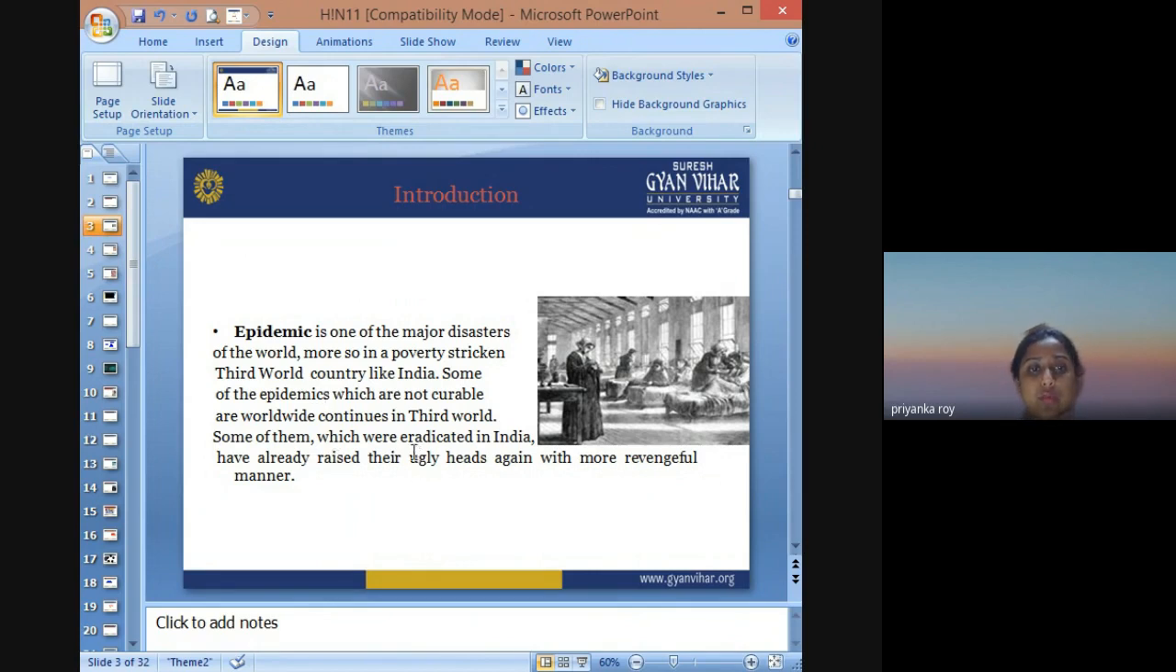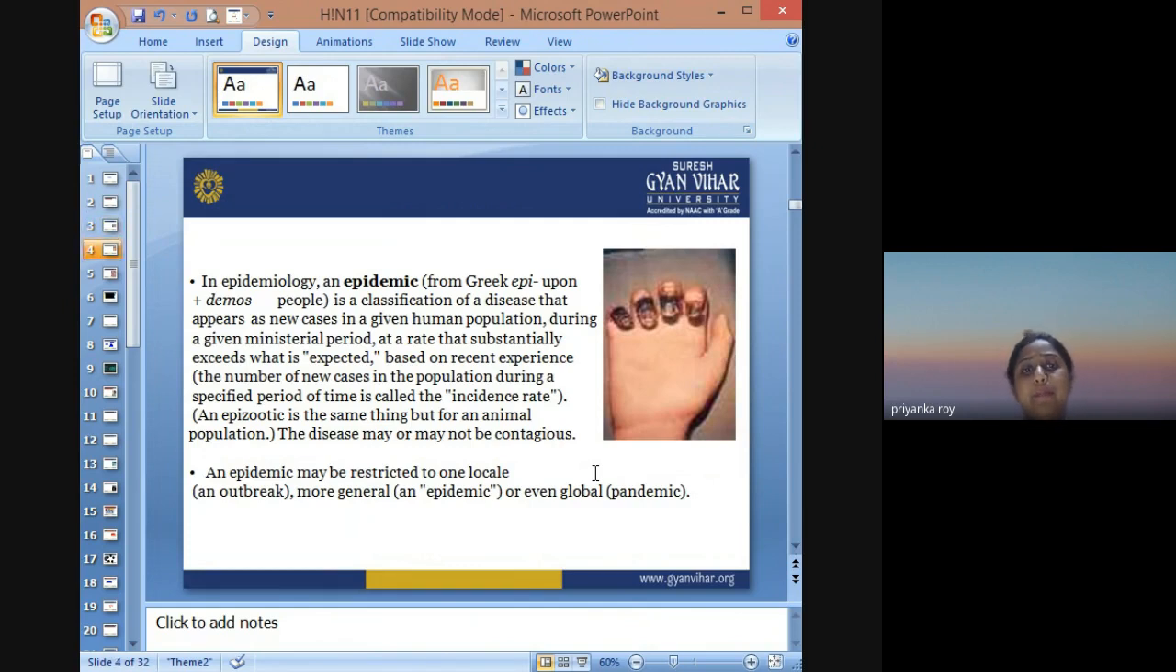Some of the epidemics are not curable, or treatments are not available worldwide. In India, earlier they were eradicating certain diseases like leprosy. During the time of leprosy, India was considered a third world country, with leprosy affecting a large number of people. Then you have tuberculosis, affecting a large number of people, predominantly in a country like India and other densely populated areas of Asia. The word epidemic comes from the Greek: epi means upon and demos means people. So it is upon the people.